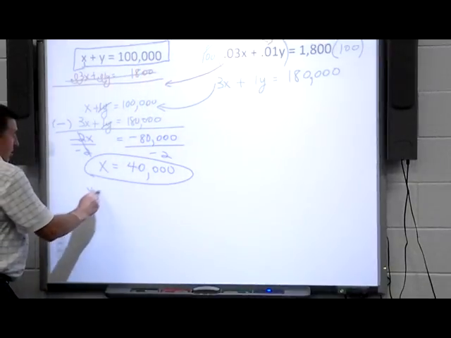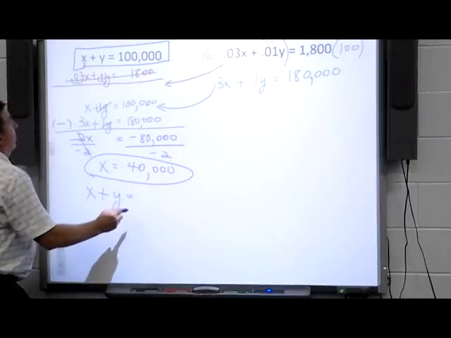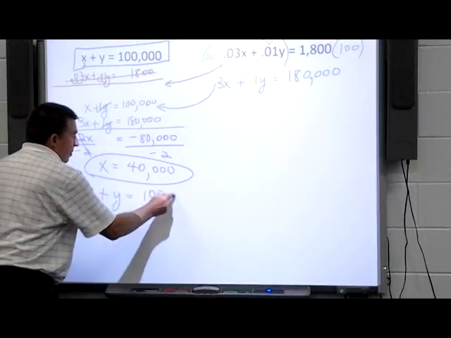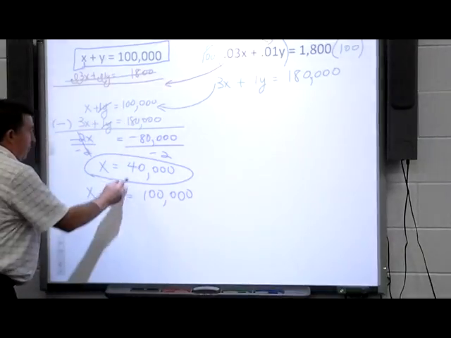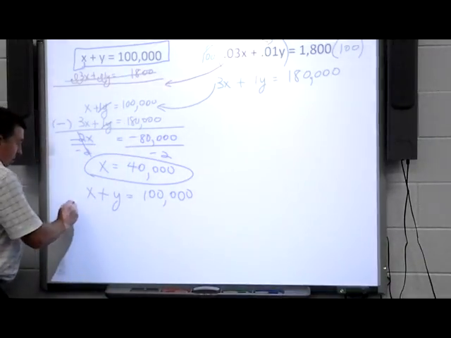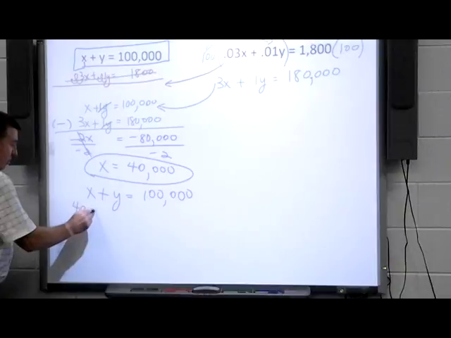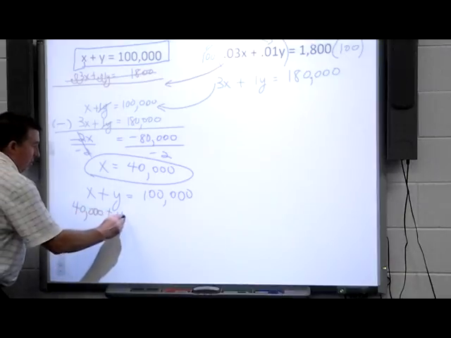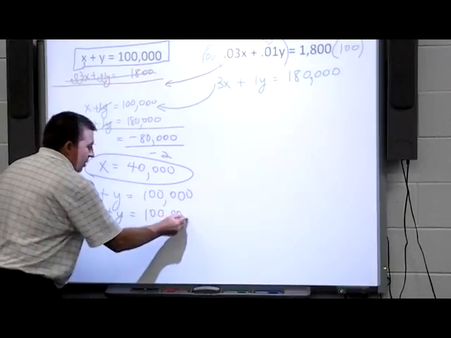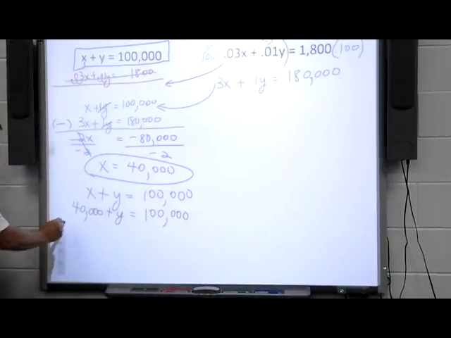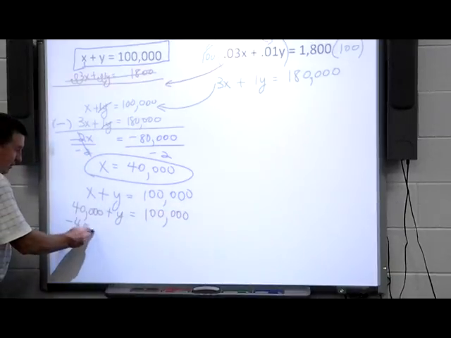So I'm going to go x plus y equals 100,000. I'm going to substitute my 40,000 in for this x. 40,000 plus y equals 100,000. If I want to get the y by itself, I will subtract 40,000 on both sides.